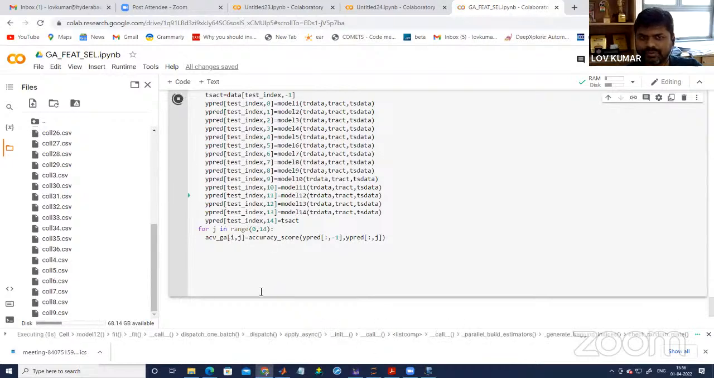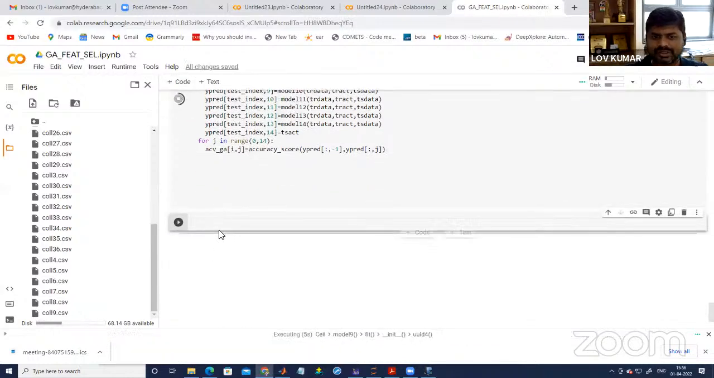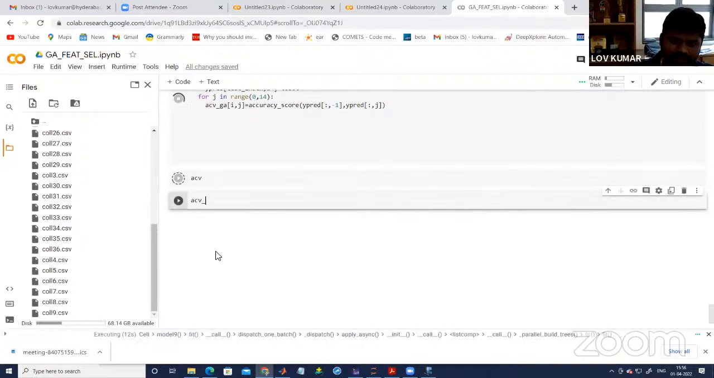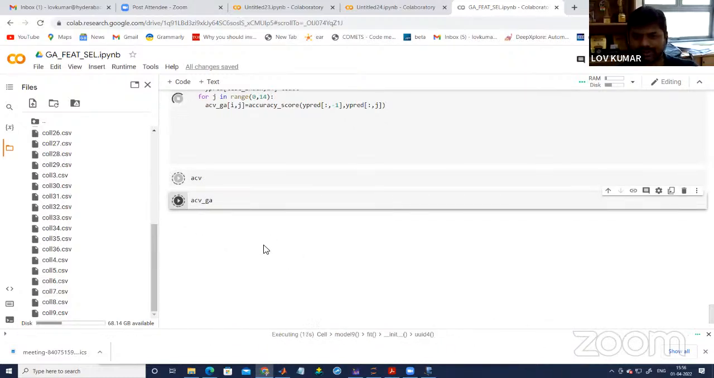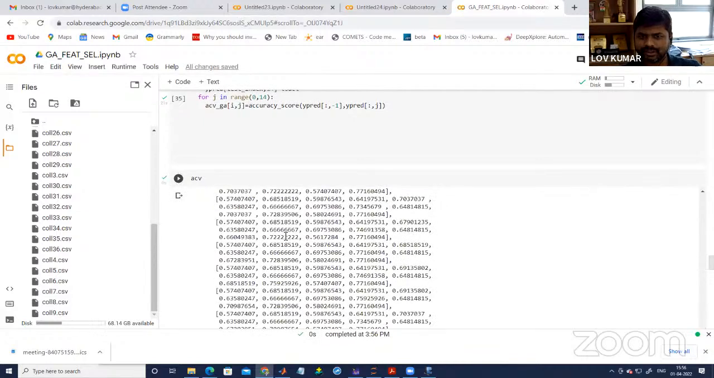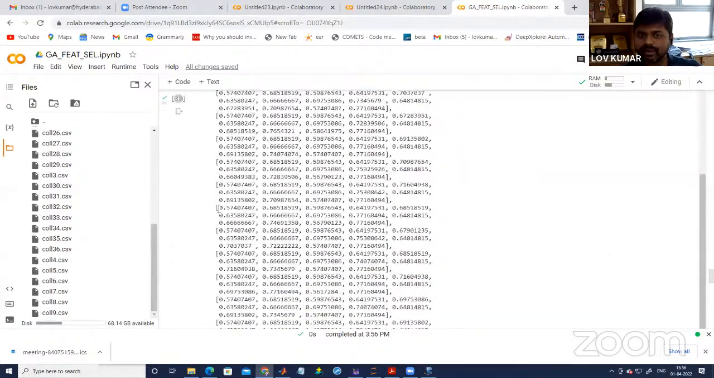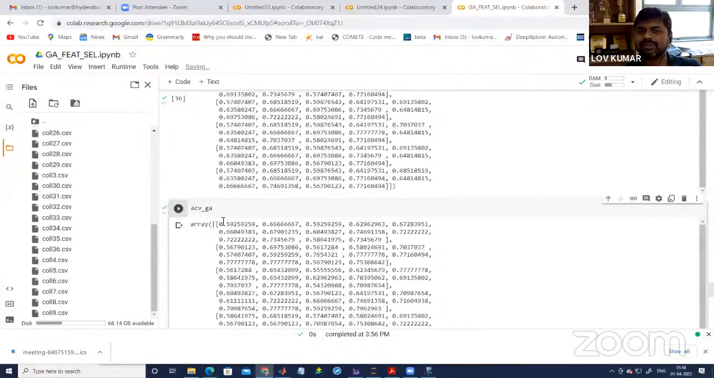So here you can see if we are going to calculate the accuracy with the genetic algorithm, now you can see the first one we are getting the accuracy value. We are writing ACV. This is using all the features, and second one we are getting the ACP using GA. This one we are getting based on the genetic algorithm features. So now you can see one is complete. It will print the value of ACP using genetic algorithm. Now you can see, this is the accuracy value we are getting based on all the features, and this is the accuracy value we are getting based on the genetic algorithm.